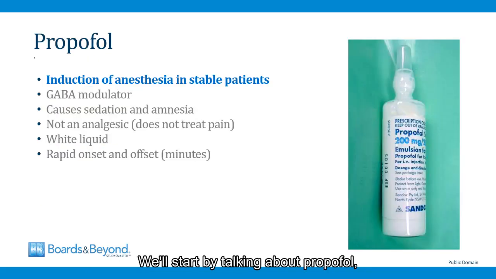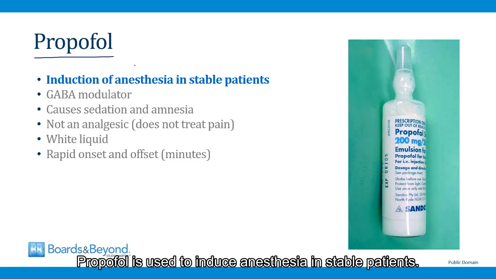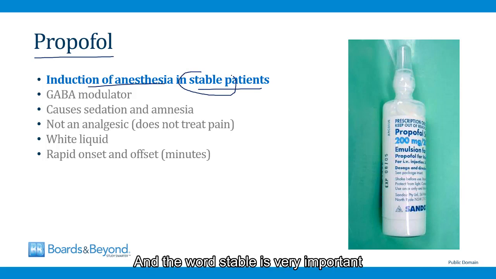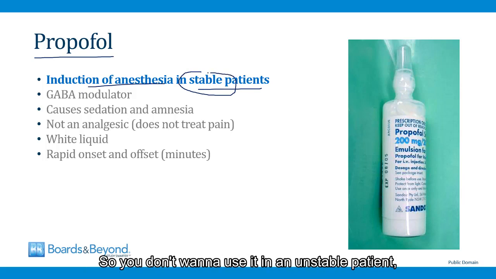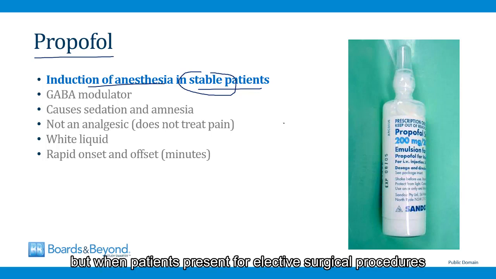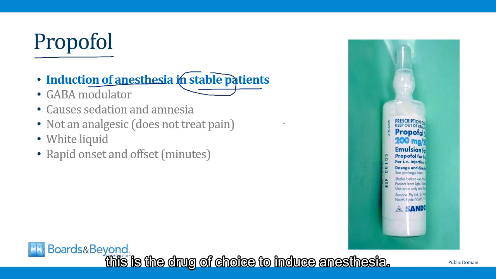We'll start by talking about propofol, which is one of the most commonly used drugs for anesthesia. Propofol is used to induce anesthesia in stable patients, and the word stable is very important. As we will see shortly, this drug can cause hypotension, so you don't want to use it in an unstable patient. But when patients present for elective surgical procedures as outpatients and are in generally good health and stable, this is the drug of choice to induce anesthesia.